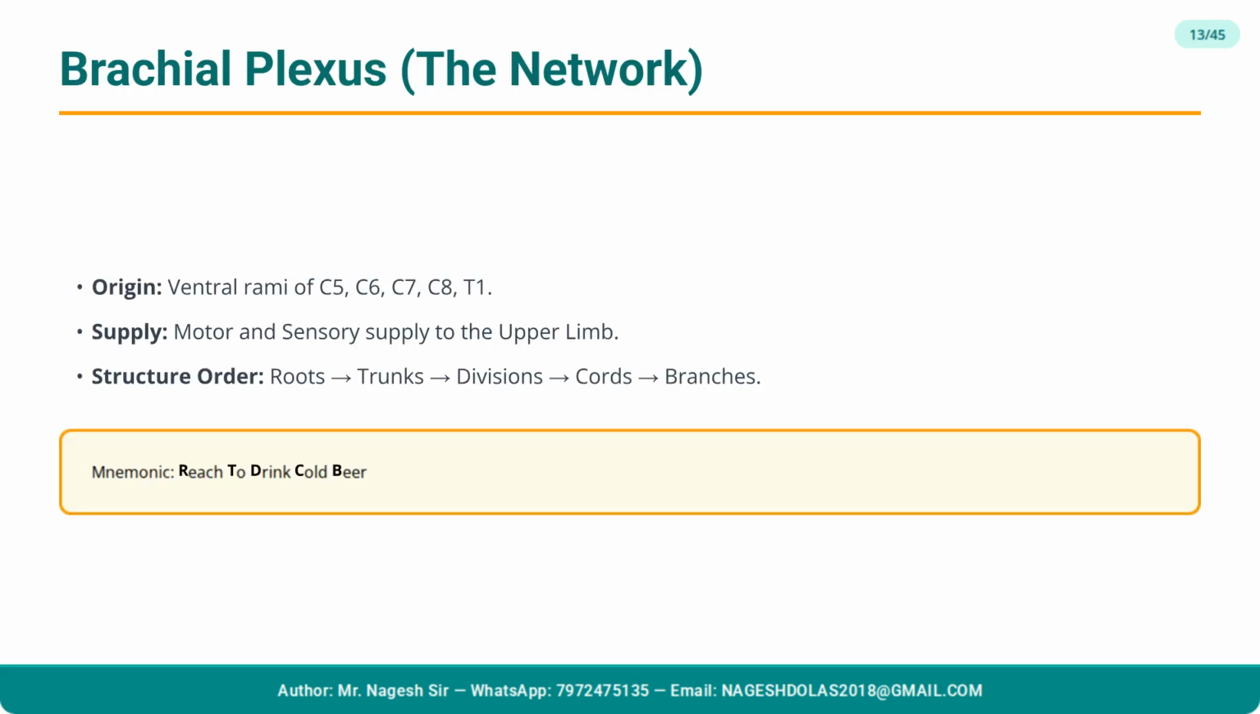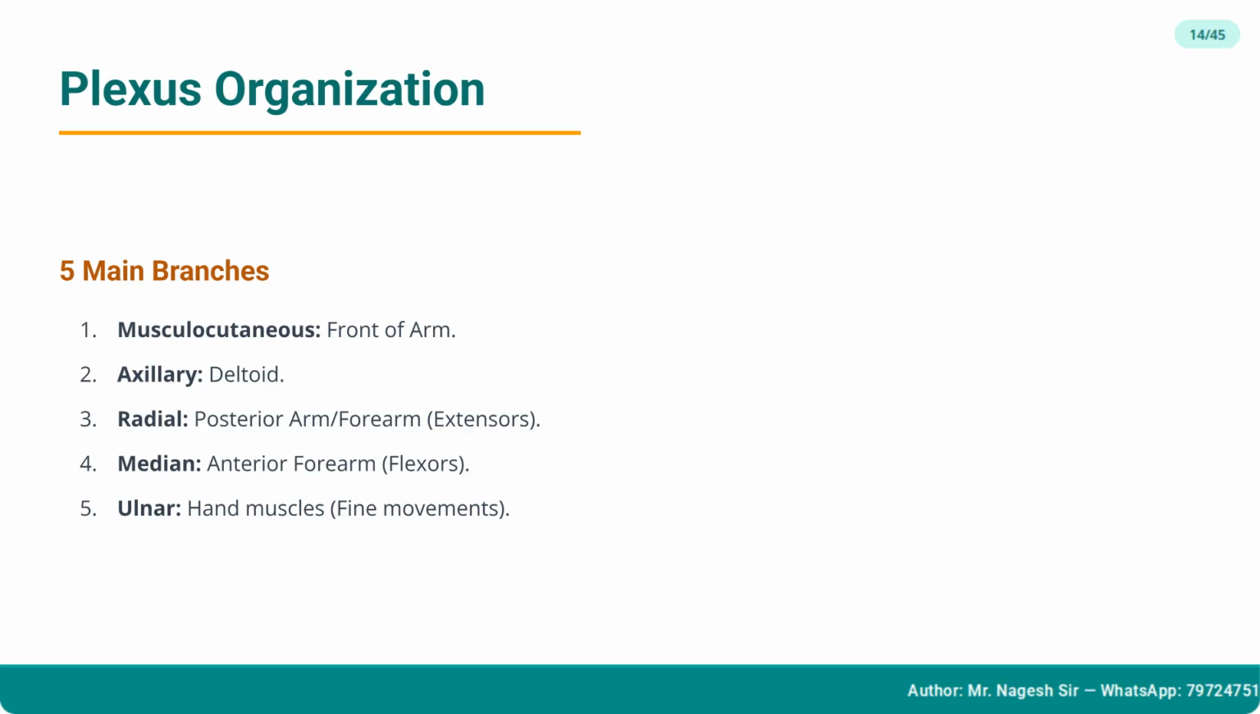The brachial plexus originates from C5 to T1, supplying the upper limb. Its structure follows the order: roots, trunks, divisions, cords, and branches. The mnemonic is "Reach to drink cold beer." The 5 main branches include the musculocutaneous, axillary, radial, median, and ulnar nerves. Each supplies specific muscle groups, such as the radial nerve for extensors and the median nerve for flexors.